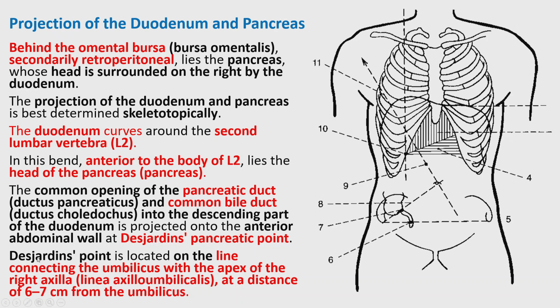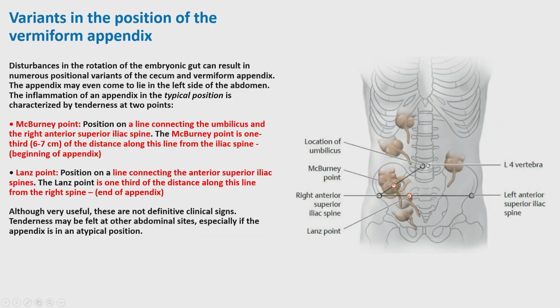This is a point known as Desjardins pancreatic point. This is the line connecting the umbilicus to the center of the axilla, and from the umbilicus 6 to 7 centimeters is the Desjardins point. It shows the point of the major duodenal papilla here.